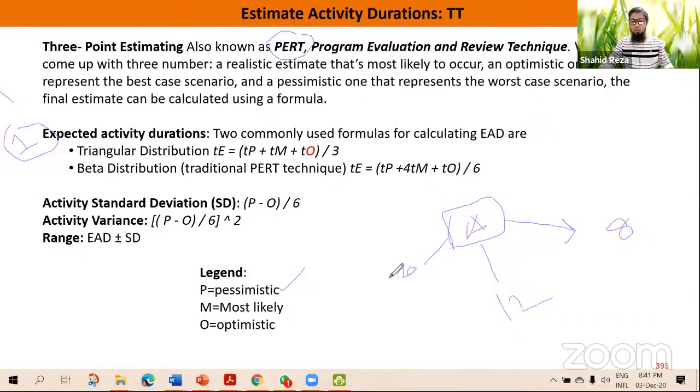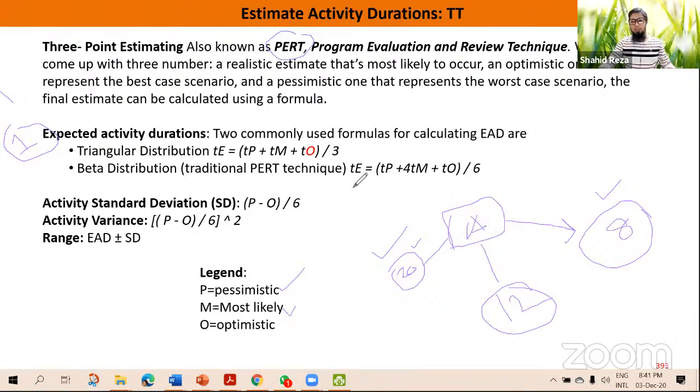Because actually, for the activity we will not get the best scenario, and we also will not face the worst scenario. Maybe we will see the middle thing. There will be some worst scenarios, some best scenarios. So it will take 12 days. That is known as most likely.